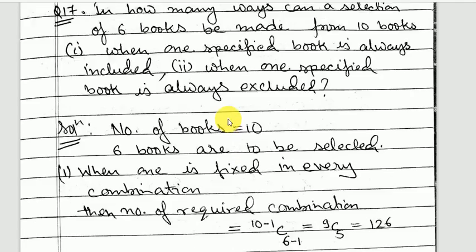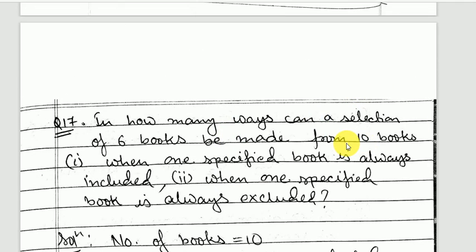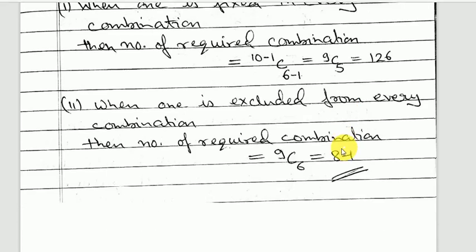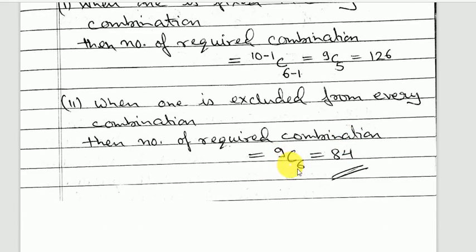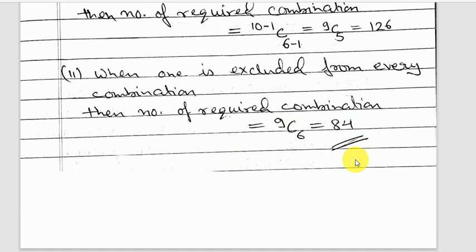Now next is when 1 is excluded from every combination. There are 10 books, and 1 is always excluded. That 1 is never put in any selection. So now we are left with 9, and out of those 9 you have to select 6 books. That can be done in 9C6 ways, which means 84 ways you can select 6 books out of 10 where 1 is excluded.